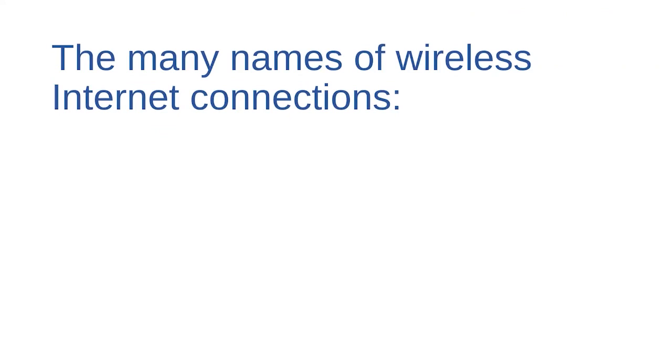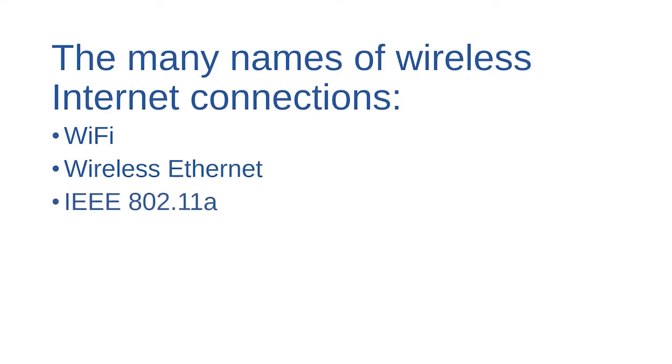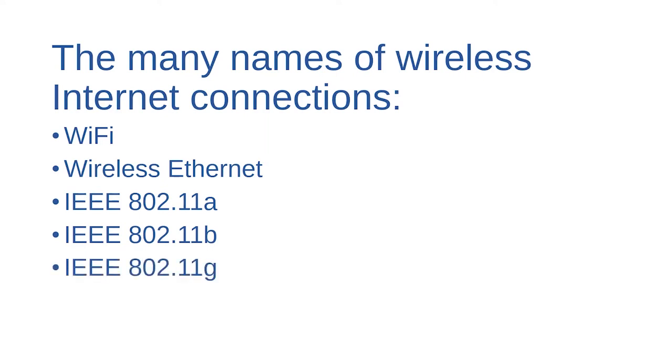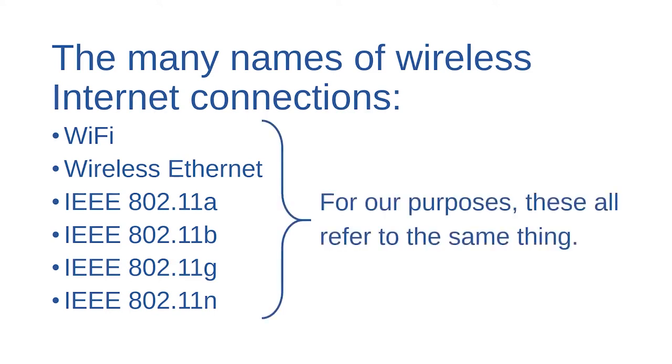Wireless internet connections go by several names: Wi-Fi, Wireless Ethernet, and IEEE 802.11a, 802.11b, 802.11g, or 802.11n. For our purposes, all these describe the same thing: the wireless connections that allow your devices to connect with a wireless internet router, and through this router, to communicate with the whole internet.